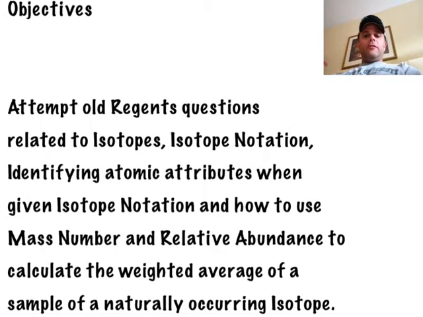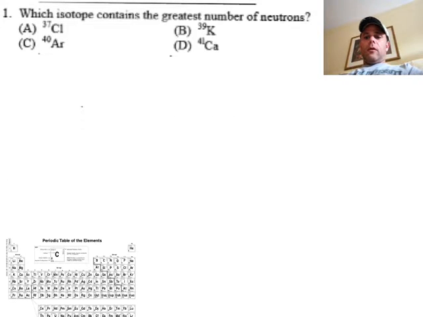Hi everyone, in this video we are going to attempt old Regents questions that are related to isotopes, isotope notation, identifying atom attributes when given isotope notation, and how to use mass number and relative abundance to calculate the weighted average of a sample of a naturally occurring isotope. So let's begin.